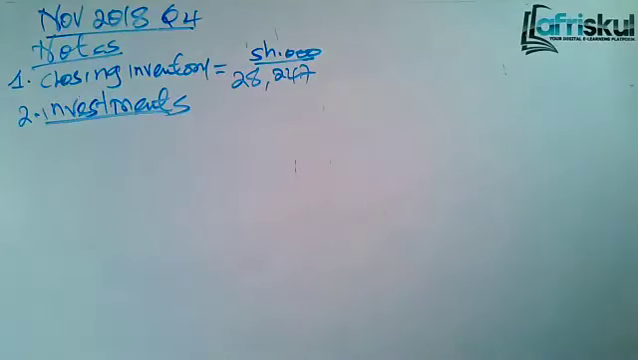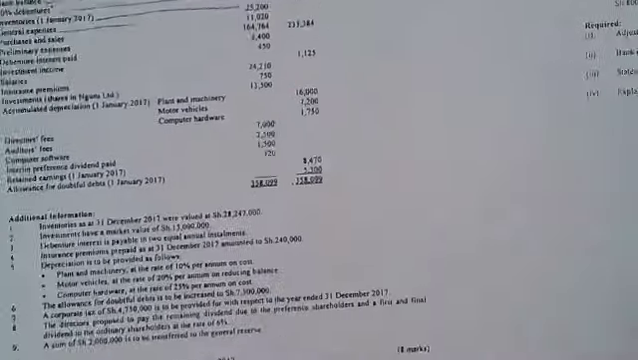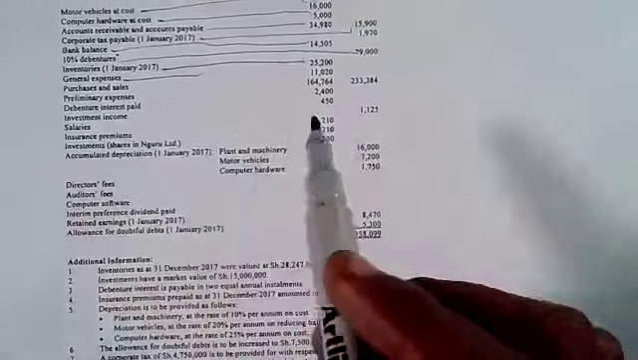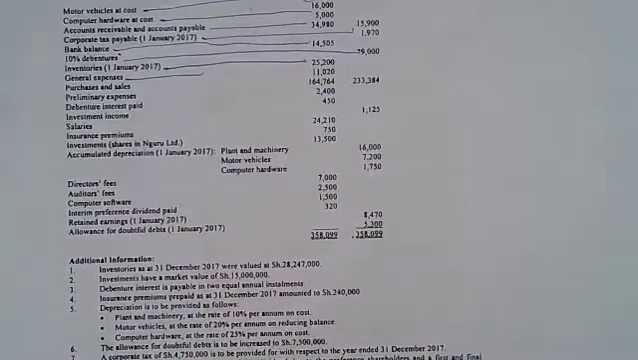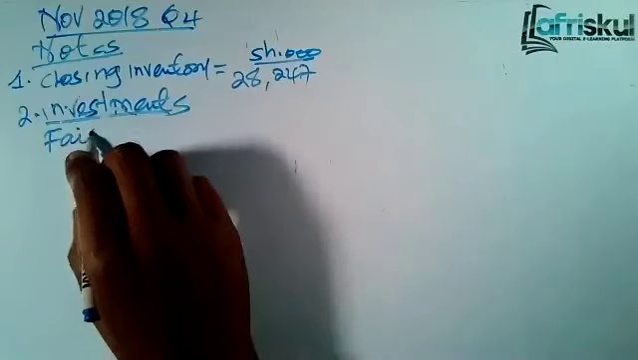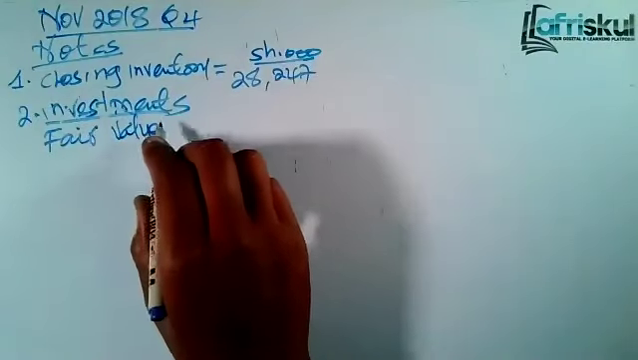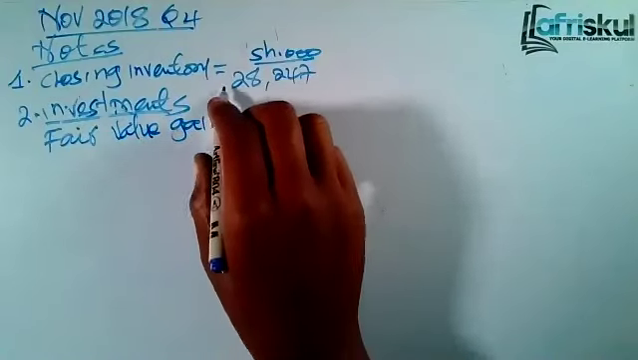When you check there, we have the value that we've been given on the trial balance for the investment, which is 13,500. And again, we've been told that the investments have a market value of 15 million. So what will require us to look here is either the fair value gain or the fair value loss.